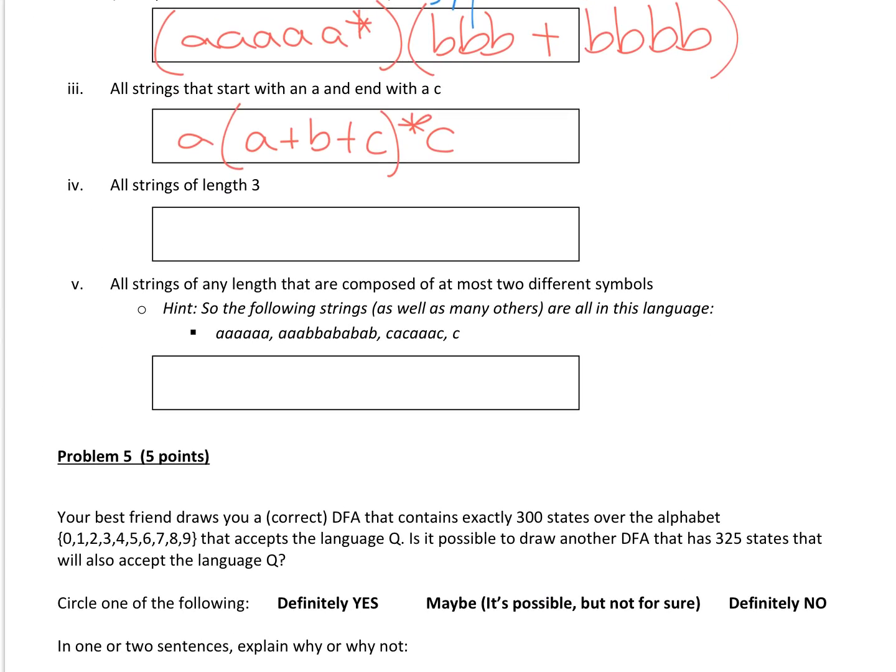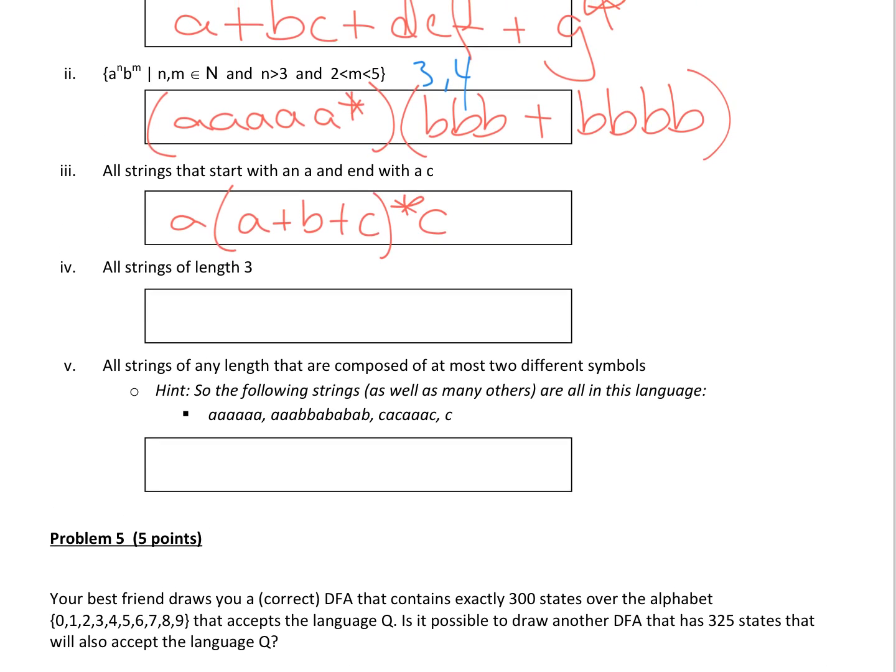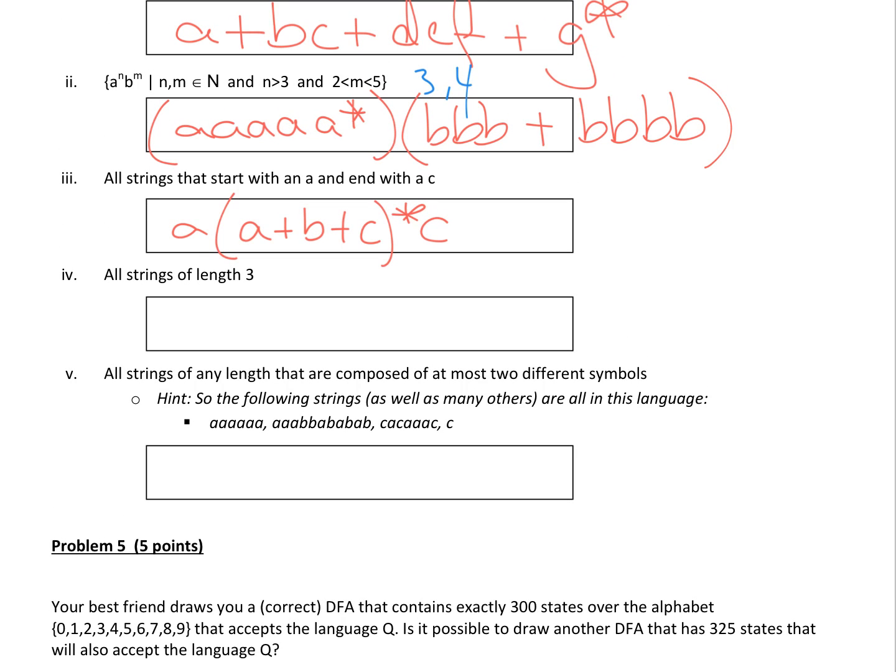For the question, all strings of length 3, you could say, well, there's 27 of these, and you could actually list them over the alphabet A, B, C, and you got full credit if you listed them. But that was too much like hard work. The other way to say it is start with an A or B or a C, concatenate that with another A or B or C, and concatenate that with another A or B or C, and you're done.